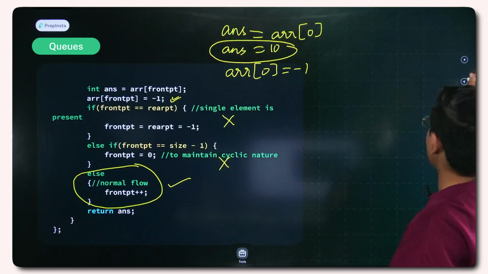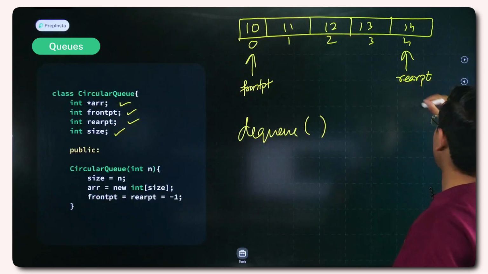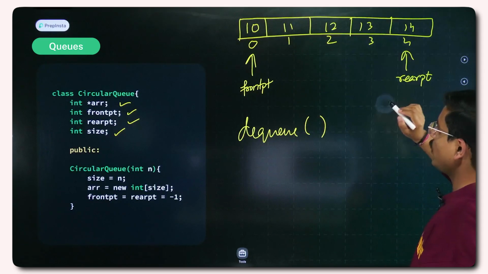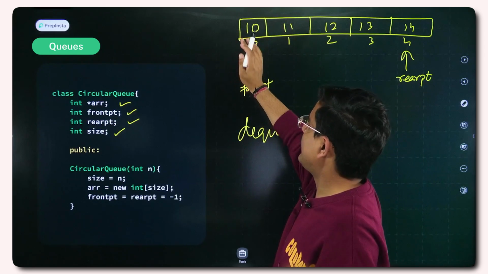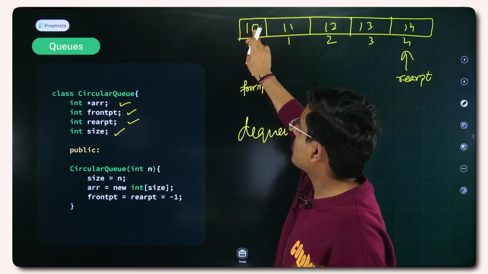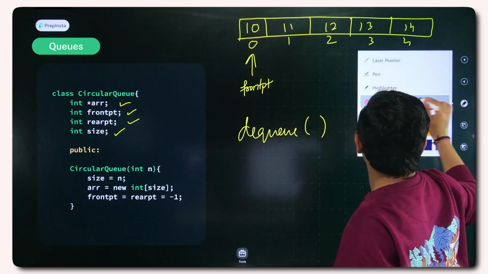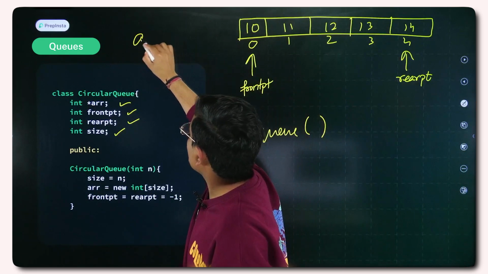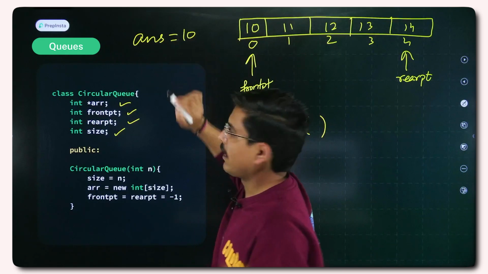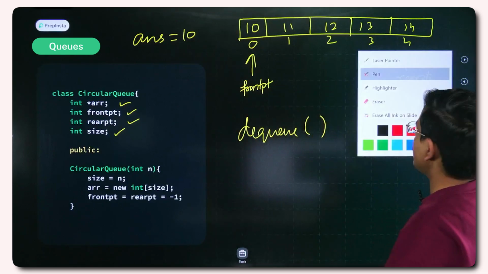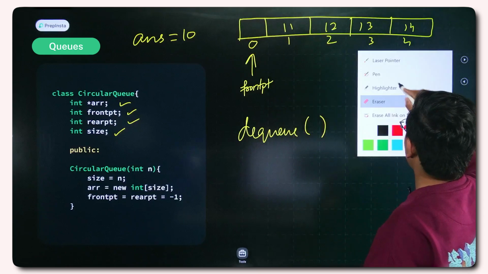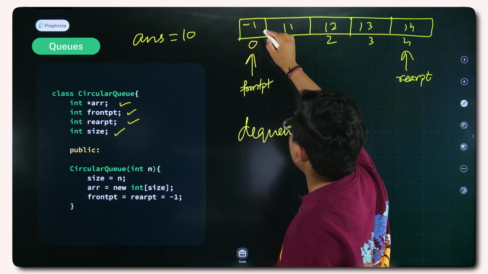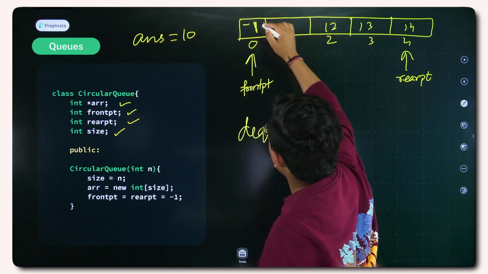You return the answer. So what is happening actually? Let's check here. I told you, first of all, if this is not empty, then this particular element should be stored somewhere. Where should it be stored? I stored in answer, which was 10. Once I stored this 10, I replaced this with -1. So this -1 represents that DQ has been executed here.